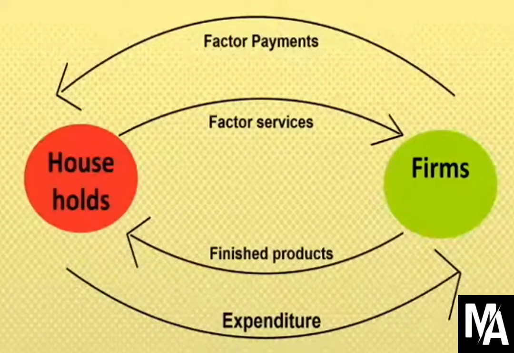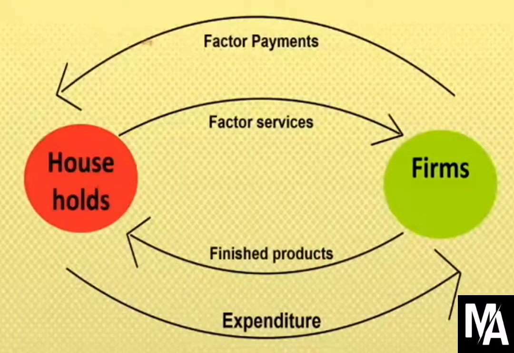So if you see this diagram here, the inner circle is containing of goods, and this is called as real flow. We have this inner circle here moving from households, that is factor services, and finished product. This is the goods moving from one sector to another, and this circular movement is called as real flow. On the other hand, you see the outer circle, we have factor payments from the firms moving to households, and that money once again coming as expenditure back to firms. This outer circle is called as money flow.